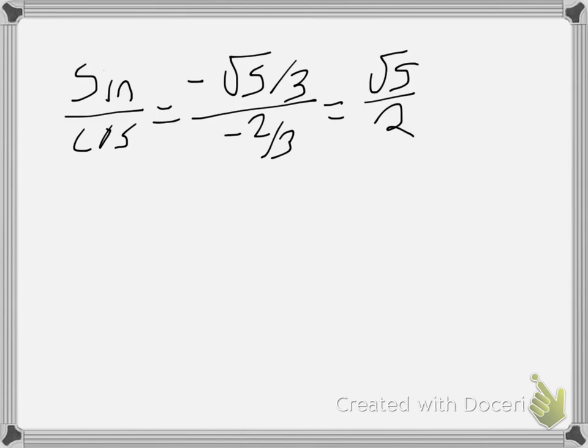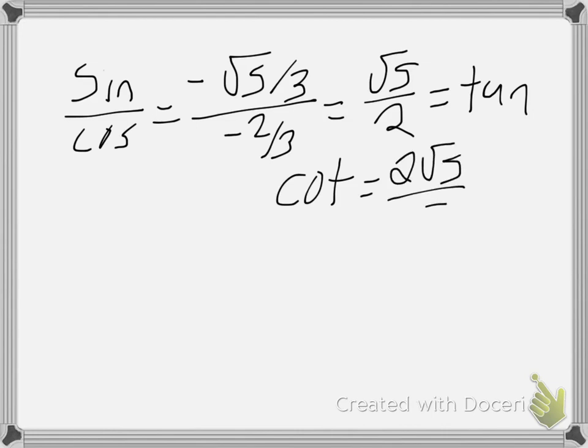Notice the tangent was supposed to be positive, right? And it is. So then what is my cotangent going to be? Well, that's simply the inverse of that, which becomes 2 root 5 over 5. So there's a way of using a different identity in order to figure out exactly what you're doing.